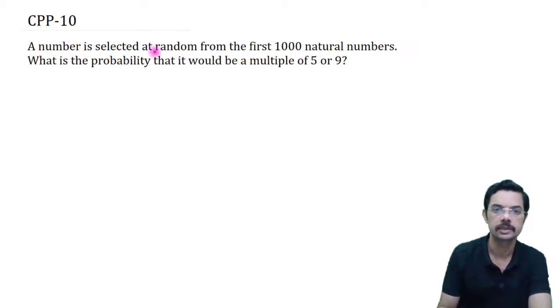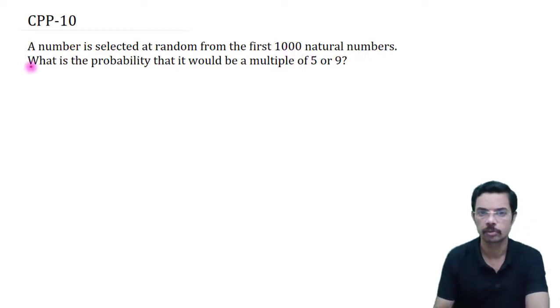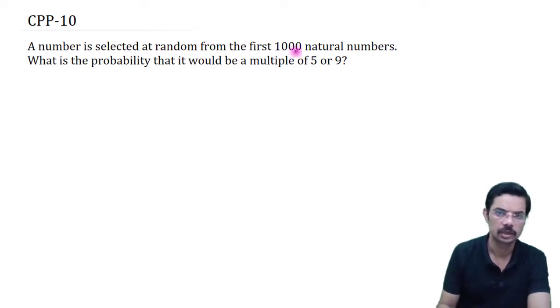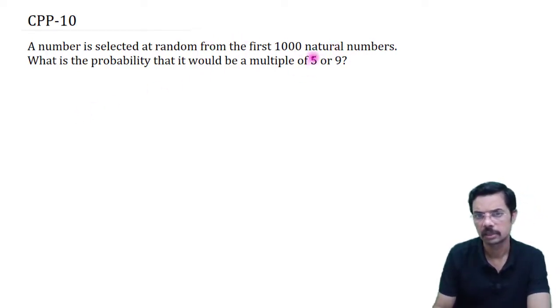Next question. A number is selected at random from the first 1000 natural numbers. What is the probability that it would be a multiple of 5 or 9? So the first thing is that there may be many multiples of 5.